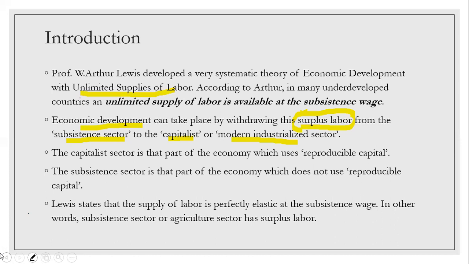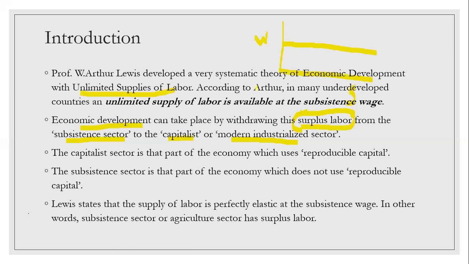Lewis states that the supply of labor is perfectly elastic at the subsistence wage. In other words, the subsistence sector or agriculture sector has surplus labor. The simple meaning is that if you take the labor supply here, it will be perfectly elastic. This is a labor supply curve. This wage, which is called the subsistence wage, remains the same. So at that wage rate, you can have any number of laborers. It is up to the other sectors how much labor should be demanded. But labor is perfectly elastic.